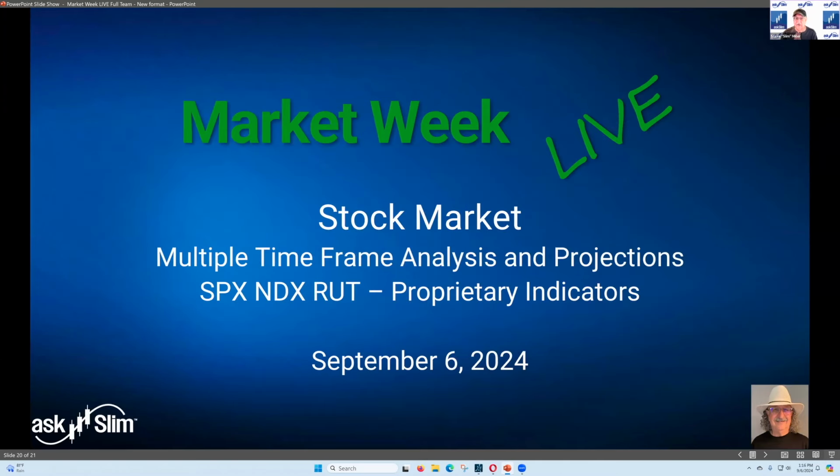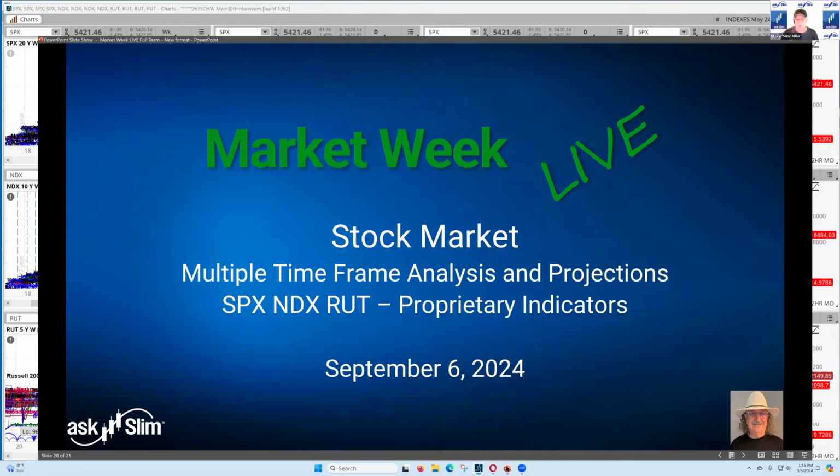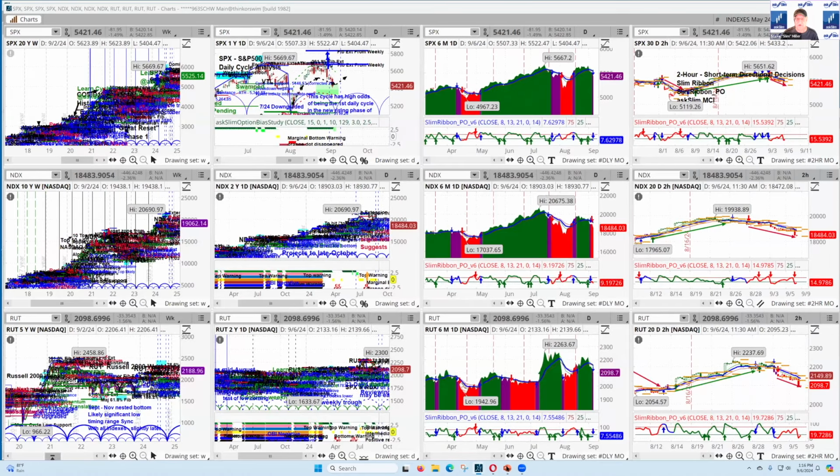All right, stock market analysis. I'm going to look at multiple time frame analysis and projections of the S&P 500, the NASDAQ, the Russell. I think I'll also take a peek at the VIX because a lot of people like to see that. This is what the charts look like when I send it off to the members, level 4 members, where they get this live on the Thinkorswim platform.